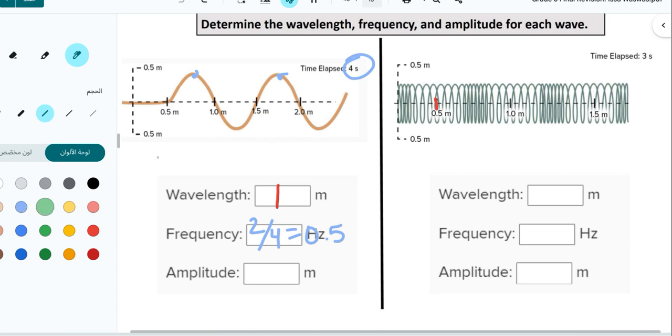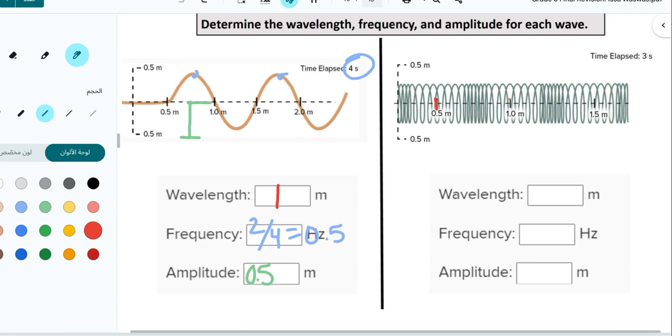Now let's look at amplitude. Amplitude is going to be the distance from 0 to the trough, or we can go up either way, and we can see that the amplitude is 0.5 meters. Okay, so now let's look at our longitudinal wave. So here's our longitudinal wave.